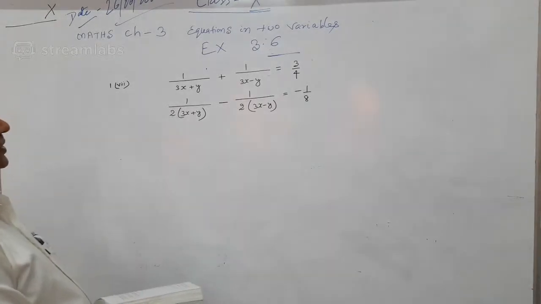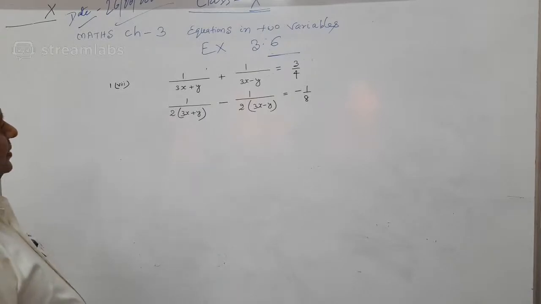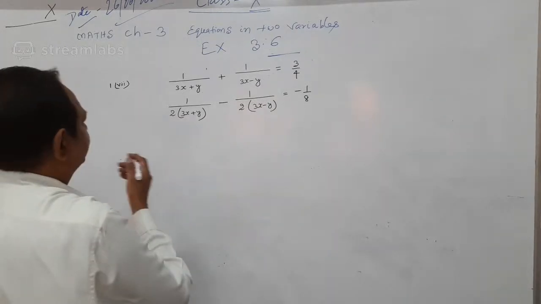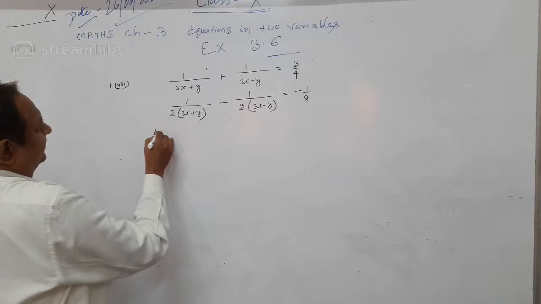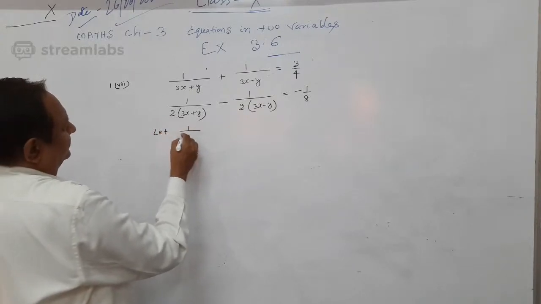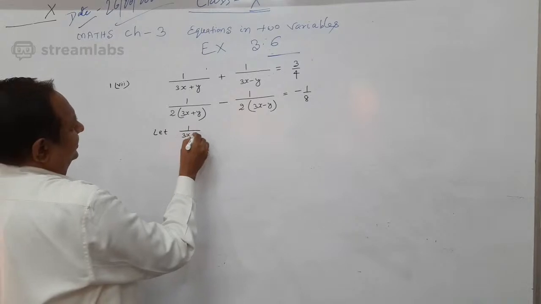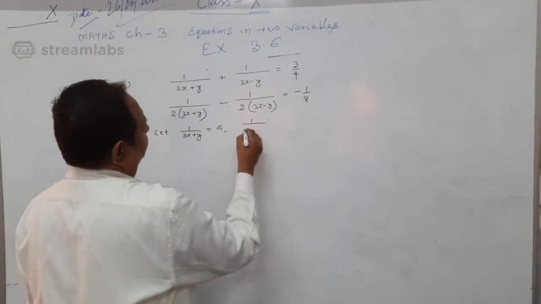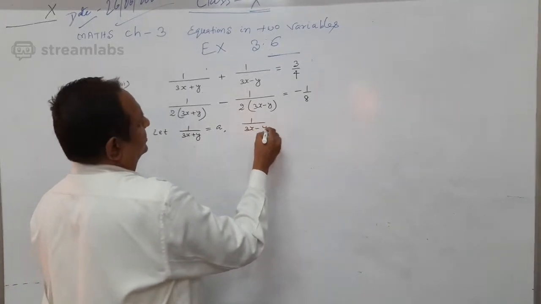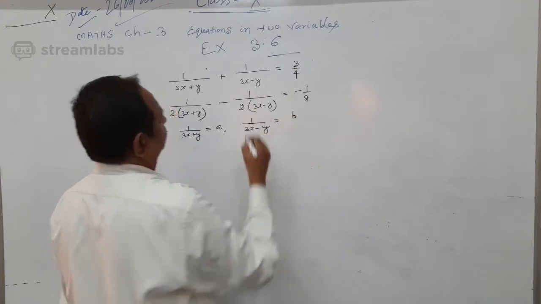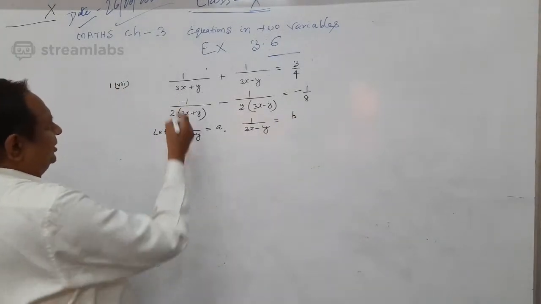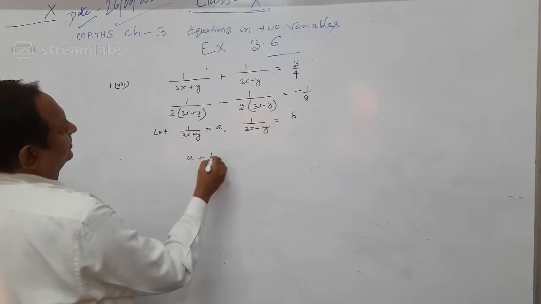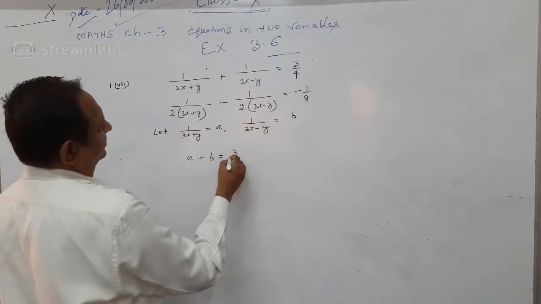First we have to convert it into pair of linear equations in two variables. So let 1 upon 3x plus y is equal to a and 1 upon 3x minus y is equal to b. So the given equation changes to a plus b is equal to 3 by 4.